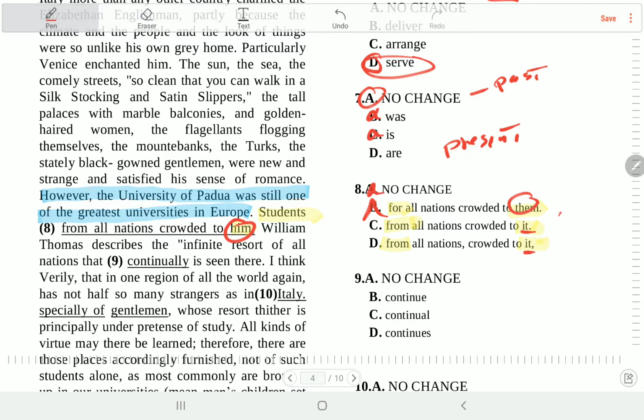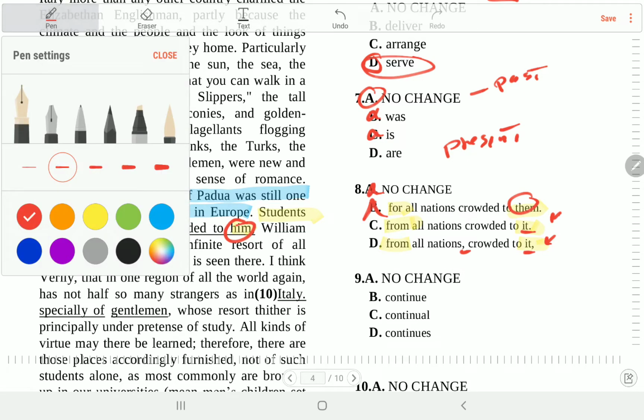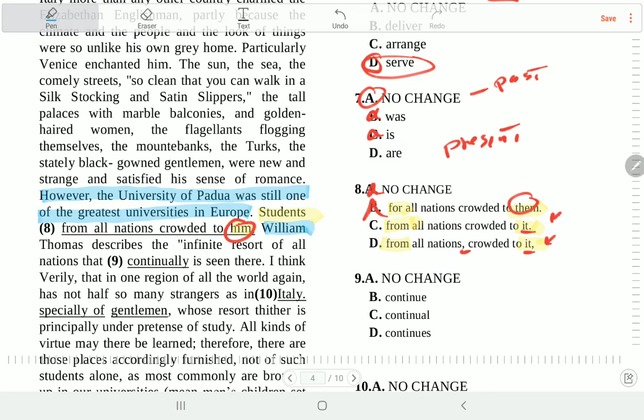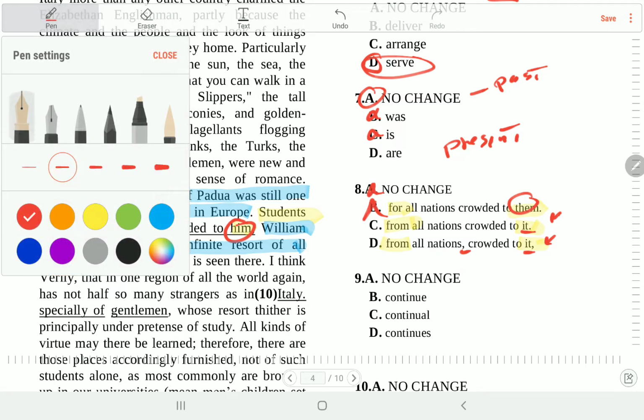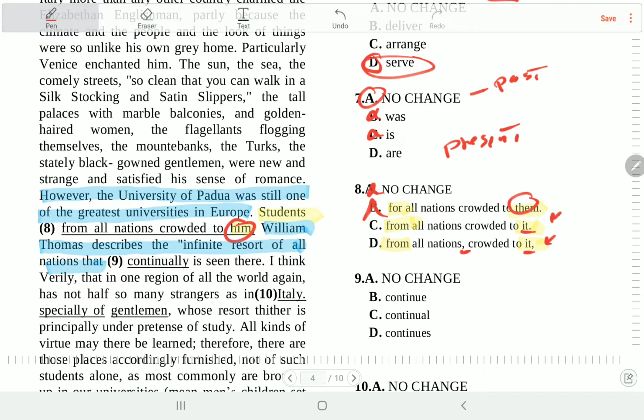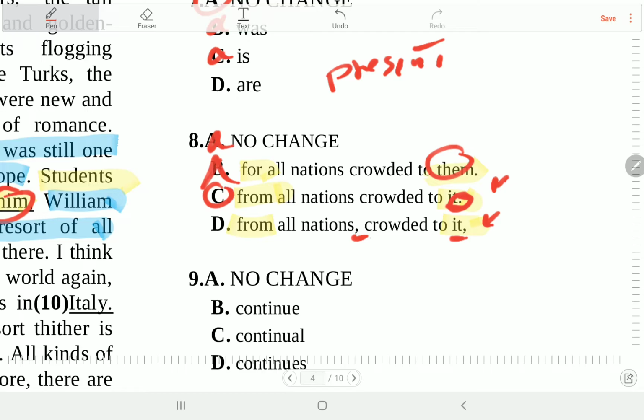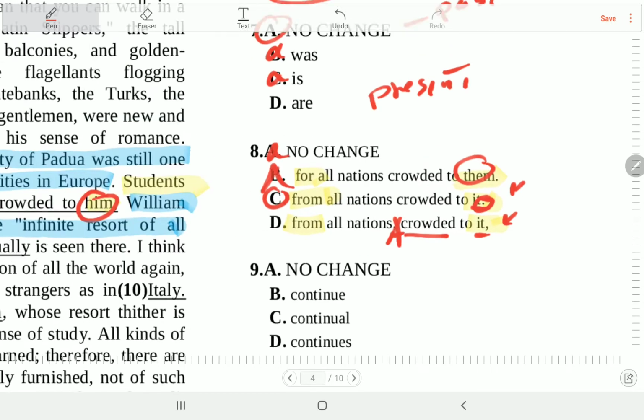What's the difference? Here there's a full stop, here a comma, and here a comma before nations. Let's read after. William Thomas describes the infinite resort of all nations that continually is seen there. Complete idea. Back to the run-on sentence: don't put two complete ideas with a comma or without the correct punctuation. Full stop, semicolon, comma, fanboys. So just put a full stop. So it's C. What's the problem with the other? It has from all nations crowded to it with a comma here, and we don't need that comma.